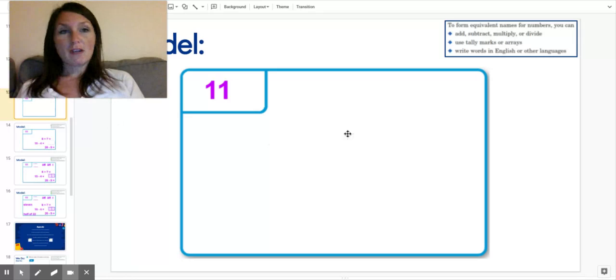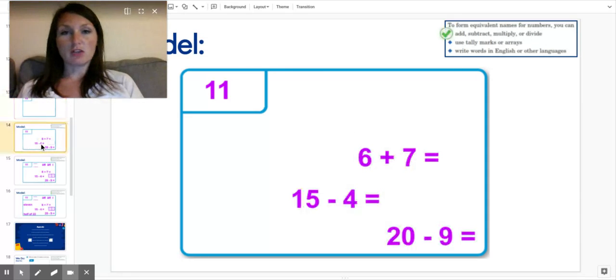So one thing that I want to start with is adding, subtracting, multiplying, dividing. So that's what I'm going to do first. I wrote 6 plus 7, 15 minus 4, and 20 minus 9. These are some examples that I could do. I put a check here because I have done that. Now what could I do next? I could make some tally marks or arrays. So I could always add that here.